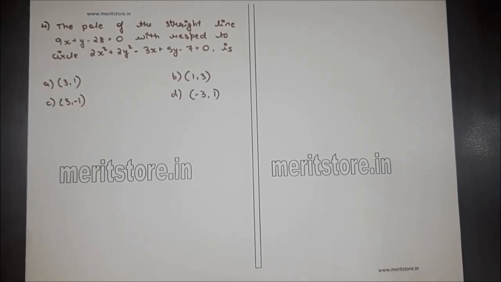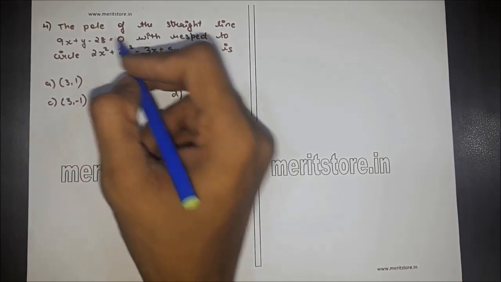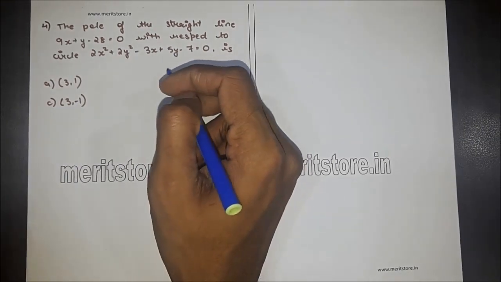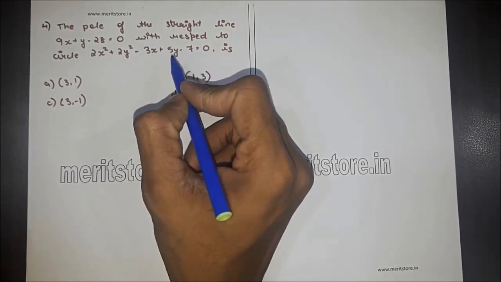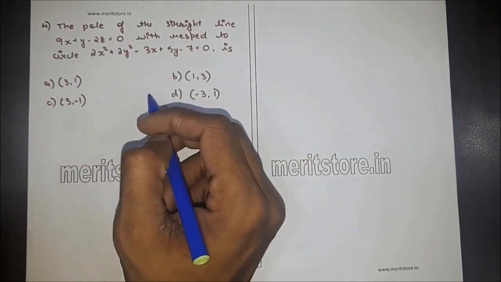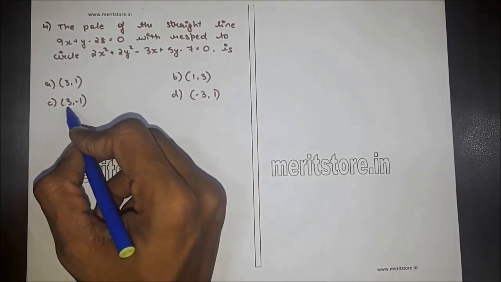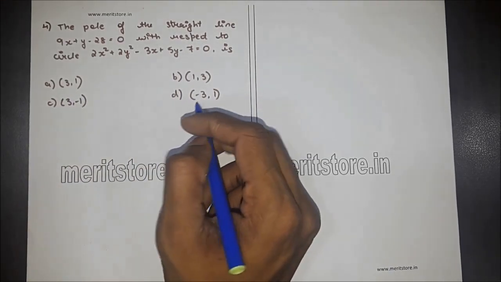Question 4. The pole of the straight line 9x plus y minus 28 equal to 0 with respect to the circle 2x² plus 2y² minus 3x plus 5y minus 7 equal to 0 is, for the options given: A (3, 1), B (1, 3), C (3, -1) and D (-3, 1).